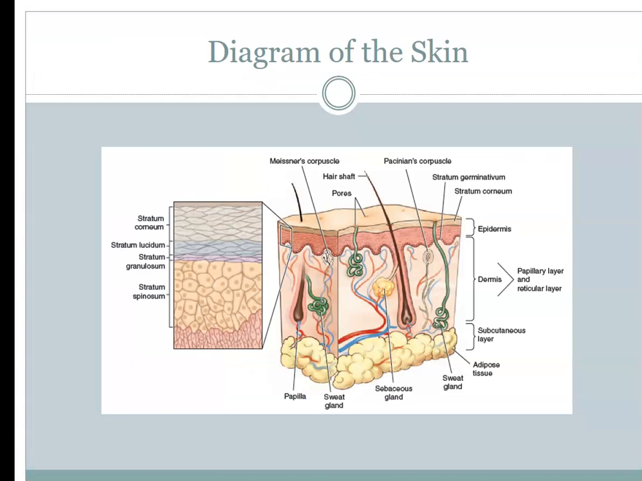And here you have the diagram of the skin. So now you can see how it really looks in reality. So here you've got your stratum corneum, your stratum lucidum, your stratum granulosum, and then the stratum spinosum.